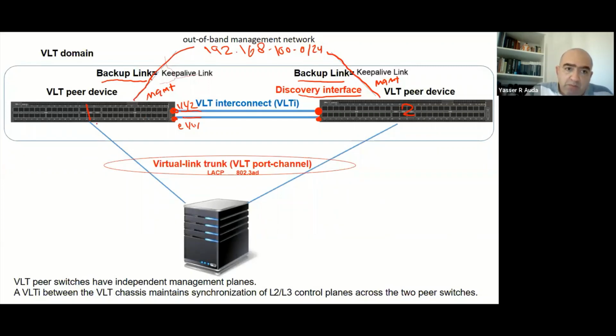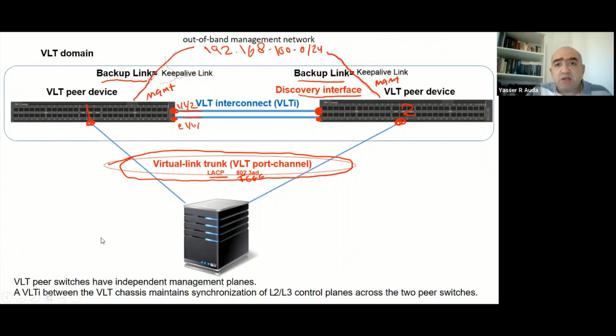At the same time, I have one interface here, a VLT interface, that is going to be communicating with our device down here. And I will have a VLT port channel. In other words, I'm using LACP, which has the IEEE code 802.3ad. And that's it. This is simply the VLT.